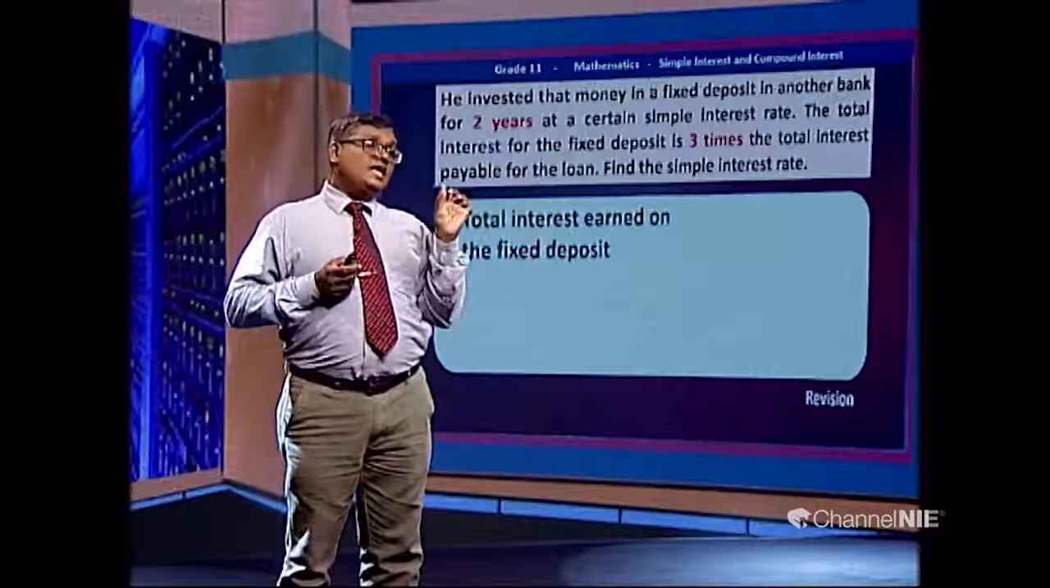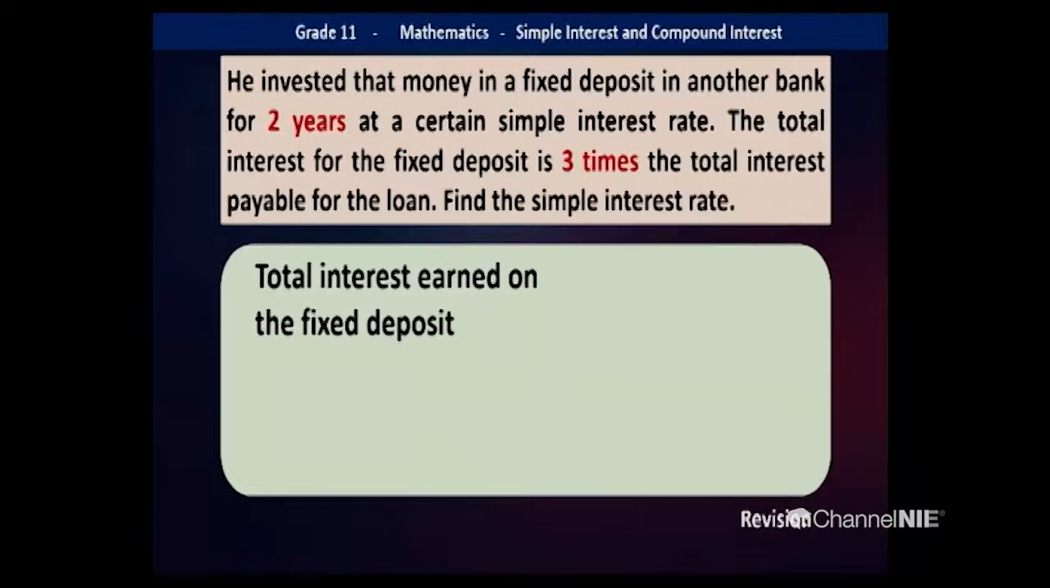They say he invested that money in a fixed deposit in another bank. This loan amount was invested in another bank for 2 years at a certain simple interest rate. The total interest for the fixed deposit is 3 times the total interest payable for the loan. Now, for the loan you have to pay 8,400. This 8,400 should be multiplied by 3 to find the total interest for the 2 years from that investment.